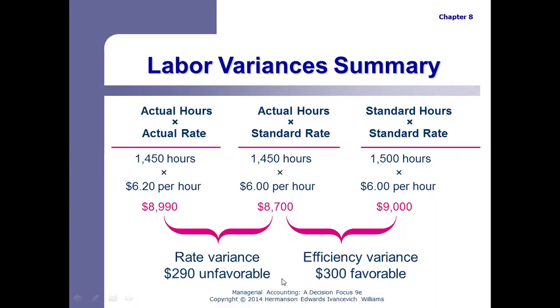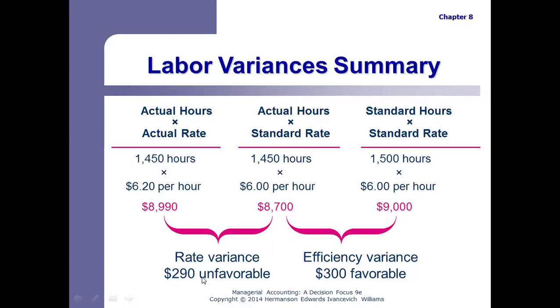Okay, and if we didn't ask it, but total labor variance is the difference between the two outside columns. So 8,990 minus the 9,000, that's a negative 10. So that's a $10 favorable total labor variance. And again, if you add up these two variances, you'll get the same thing, a $10 favorable. Okay, so the total variance is just about where we wanted it to be, just a $10 difference or variance. But the components, you can see, are quite different.